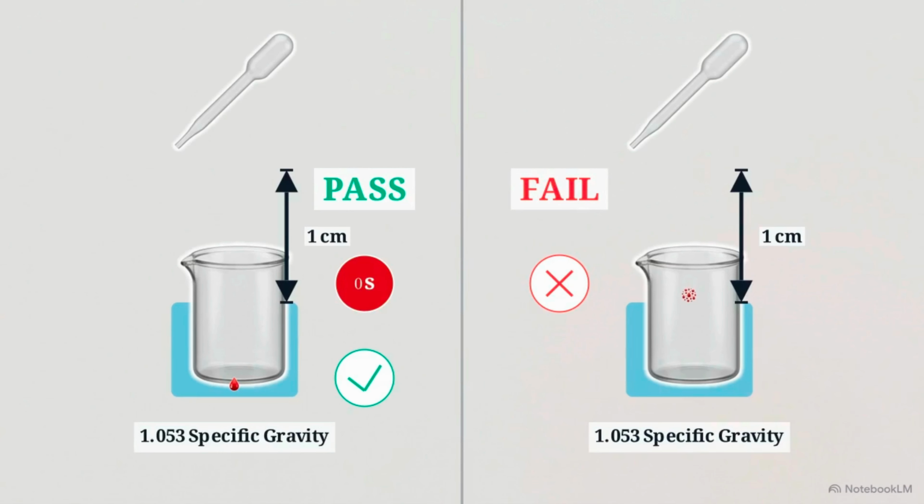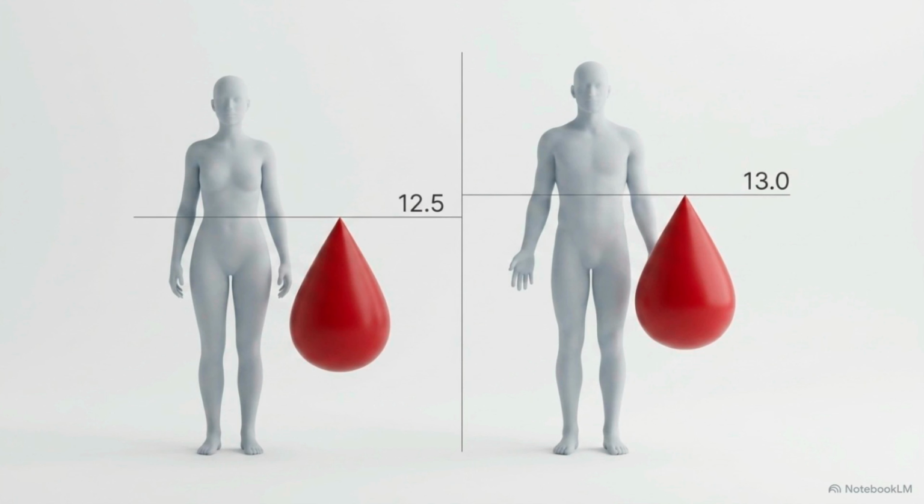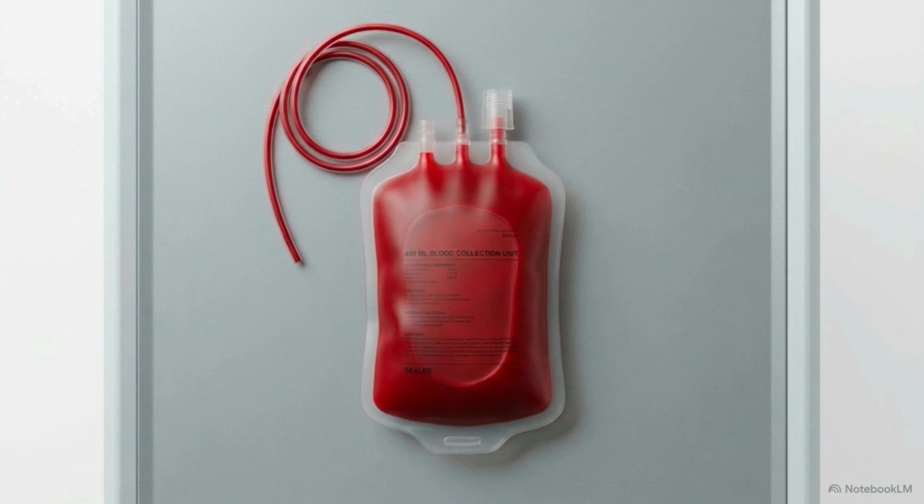To qualify for allogeneic donation, female donors require a minimum hemoglobin of 12.5 grams per deciliter, while male donors must reach 13.0 grams. This confirms the donor has enough red cell mass to survive a 450 milliliter loss without experiencing immediate physiological distress.